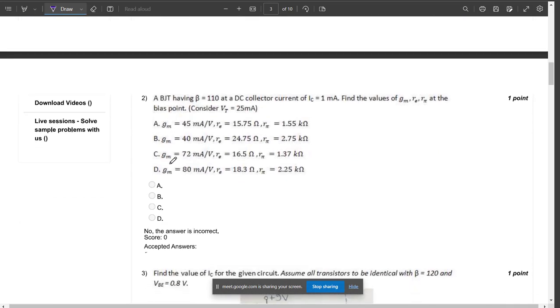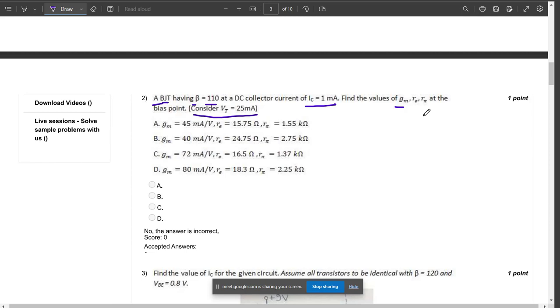So question number 2 here is a BJT. A BJT is given here, having beta equal to 110 at DC collector current IC equal to 1 milliampere. Find the values of gm, re, r pi at the bias point, and VT is equal to 25 millivolts, right? So BJT is given and beta is given to us, IC, VT is given, and gm, re, r pi are asked.